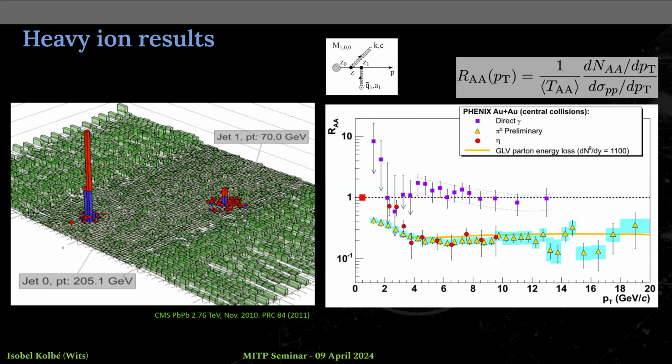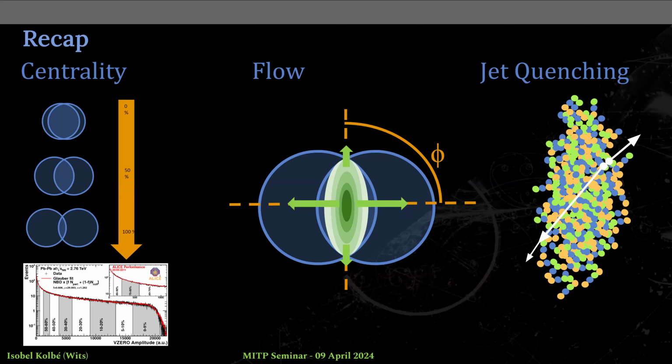Okay, very good. So let's recap quickly the jargon I told you. We spoke about centrality, which has this opposite direction: central is 0%, peripheral is 100%. We spoke about flow, which tells you that you can transform a spatial anisotropy into a momentum anisotropy. And then we spoke about jet quenching, which tells you that a high PT particle has been modified by the presence of the plasma. Okay, good. So now we get to the physics that I wanted to.